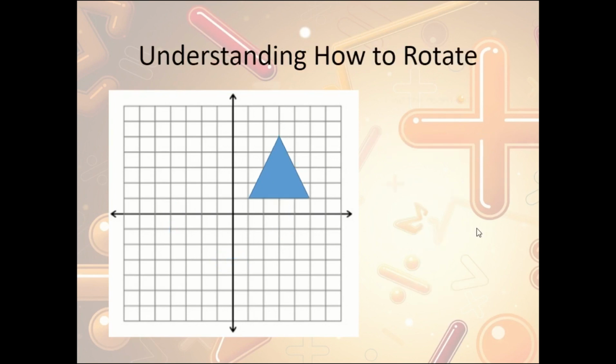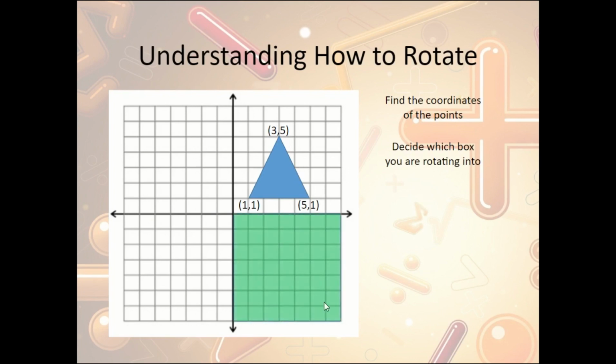So how do we rotate these things? The first thing we need to do is write out the coordinates. For instance, this is 1, 1, this is 5, 1, and this is 3, 5. Those are the coordinates. Then we decide which box we're rotating into. Let's say we're going to rotate into this box here. So that would be a 90-degree clockwise rotation.